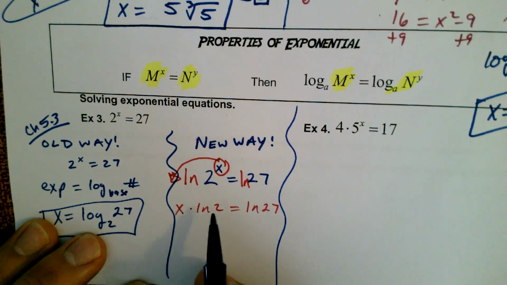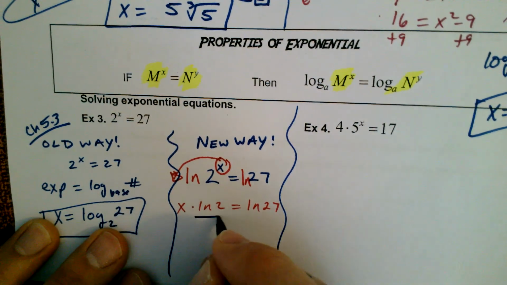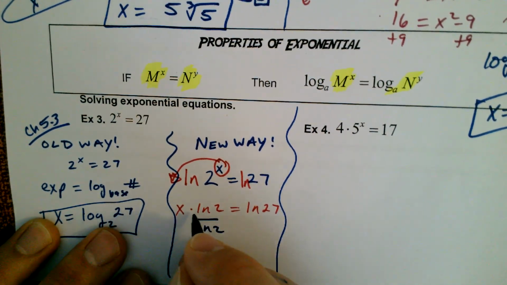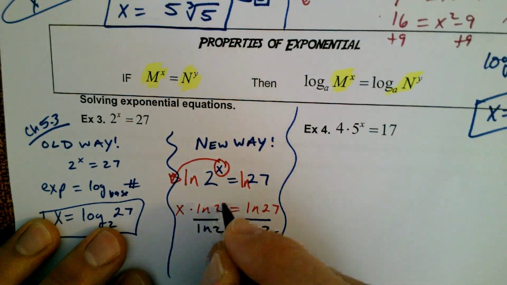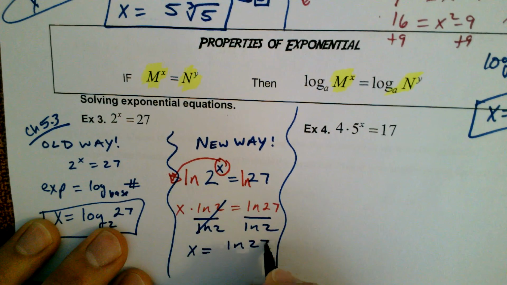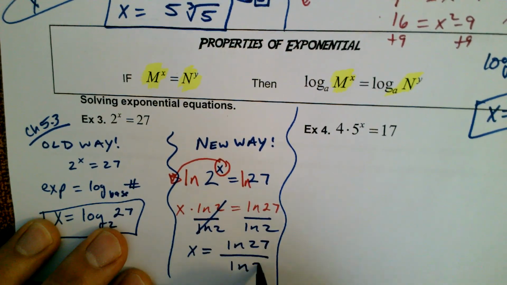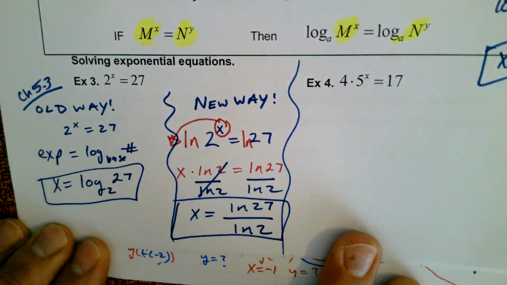Now the last thing is we need to move this natural log of 2 over, and we can do that using division. This is x times the natural log of 2. Just divide both sides by the natural log of 2. These cancel, and I get x equals the natural log of 27 divided by the natural log of 2. That's our new way to do it.